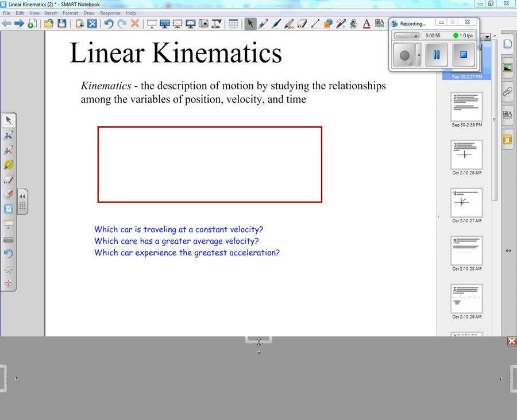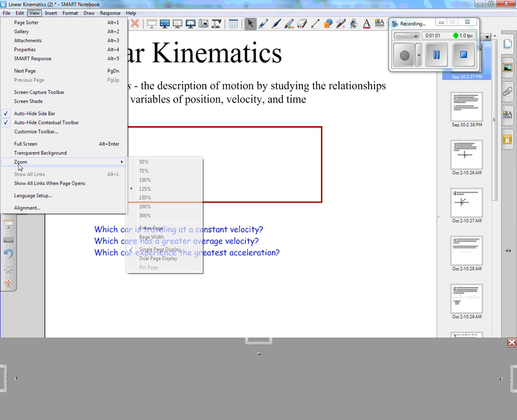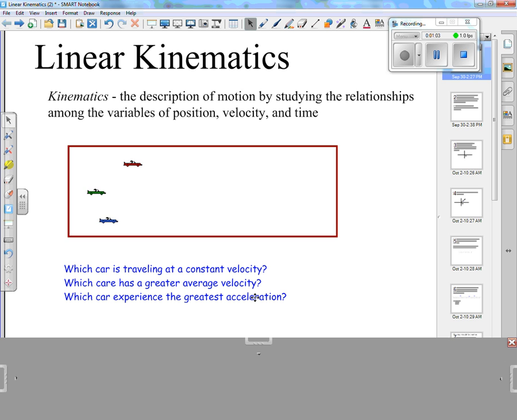Okay, so looking at this little clip up top here, I'll just zoom in a bit so you can see a little bit better. I've got a red car, a green car, and a blue car. The red one's the top one, the green one's the middle one, and the blue one's the bottom one. Which car is traveling at a constant velocity? Green one. Green one? How can you tell?